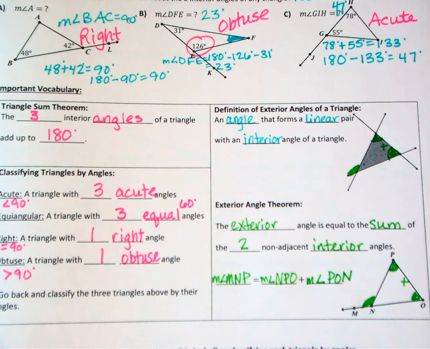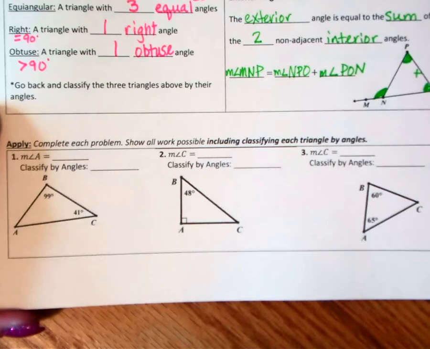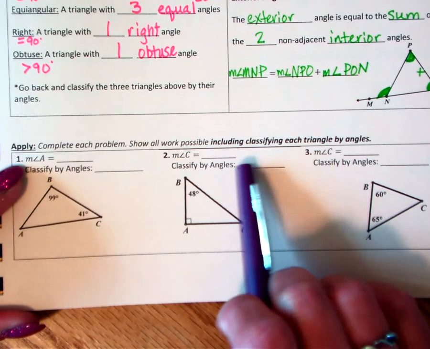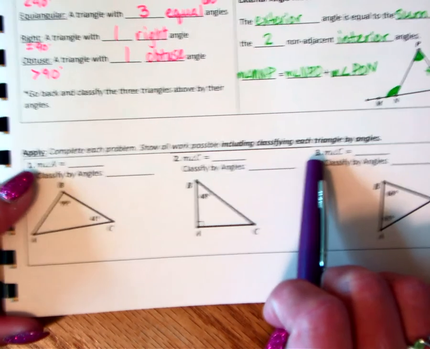Okay. All right, so let's go do some examples. Work on applying what we just talked about. Okay, and again, feel free to go back if you need to rewind and listen through it again, or go back and get it written down, or pause it so that you can get it written down. Okay. Complete each problem, show all work possible, including classifying each triangle by angles.